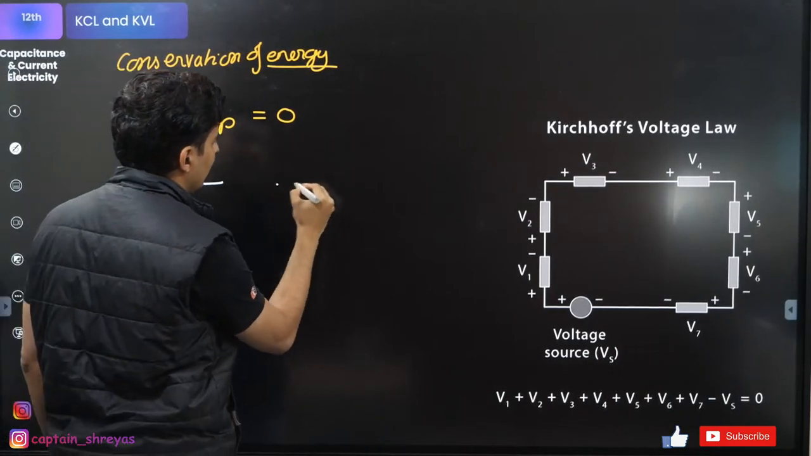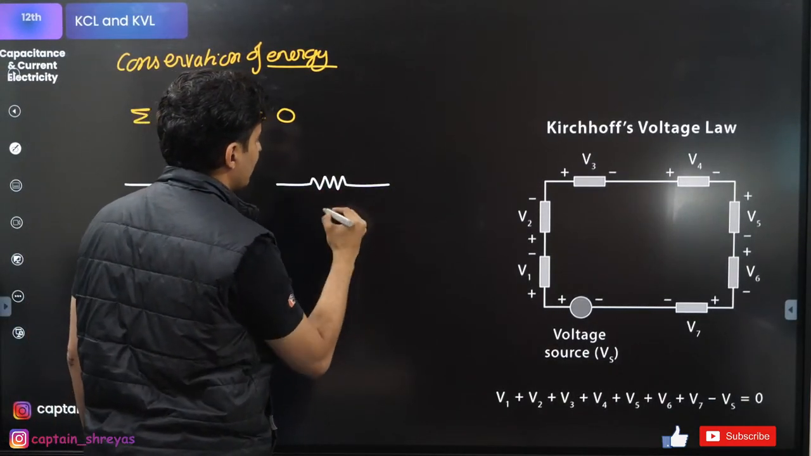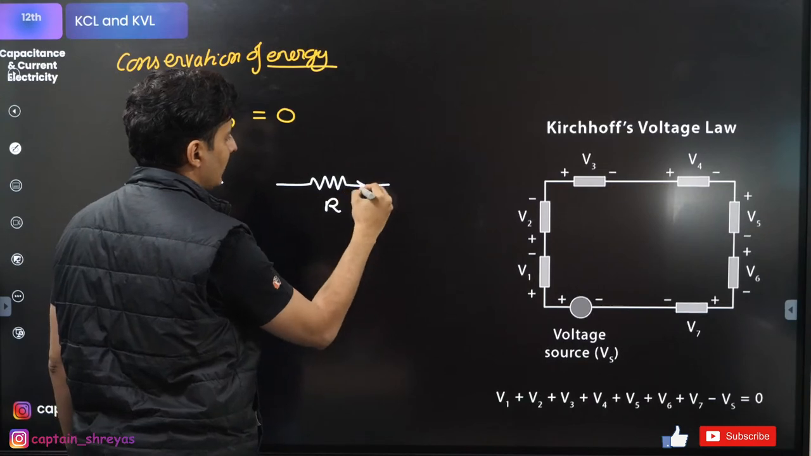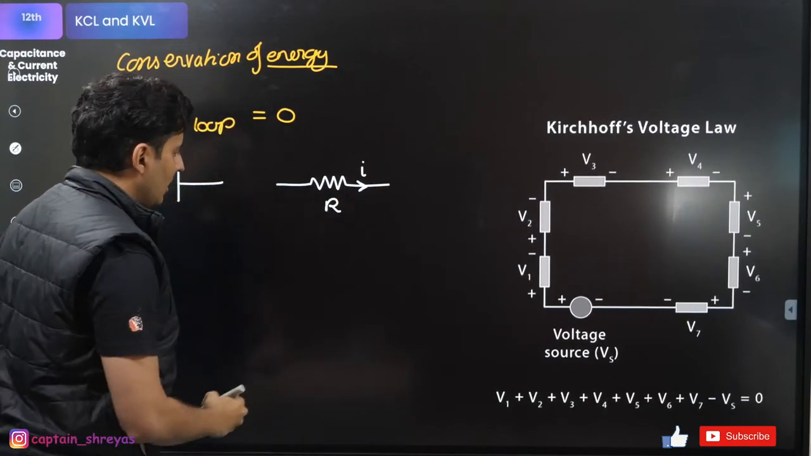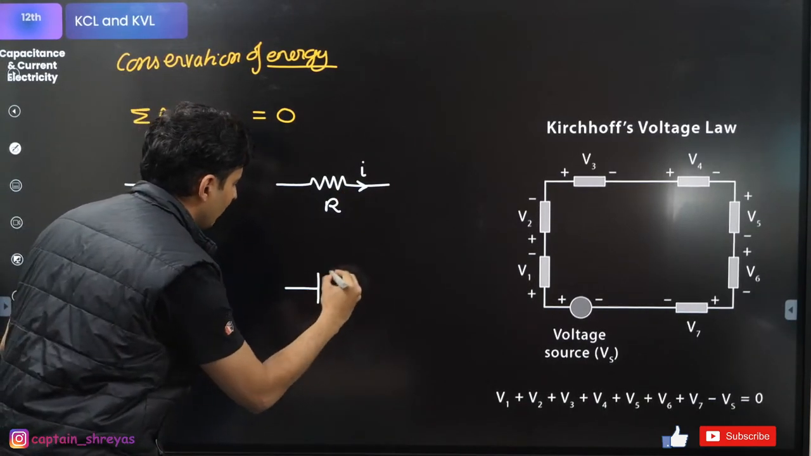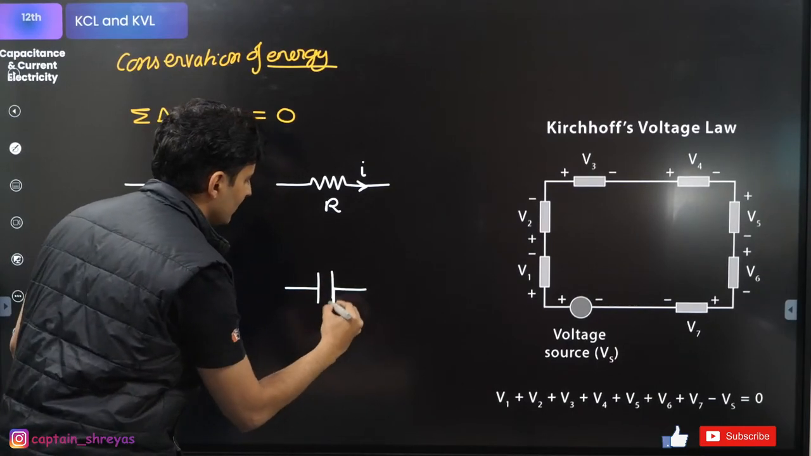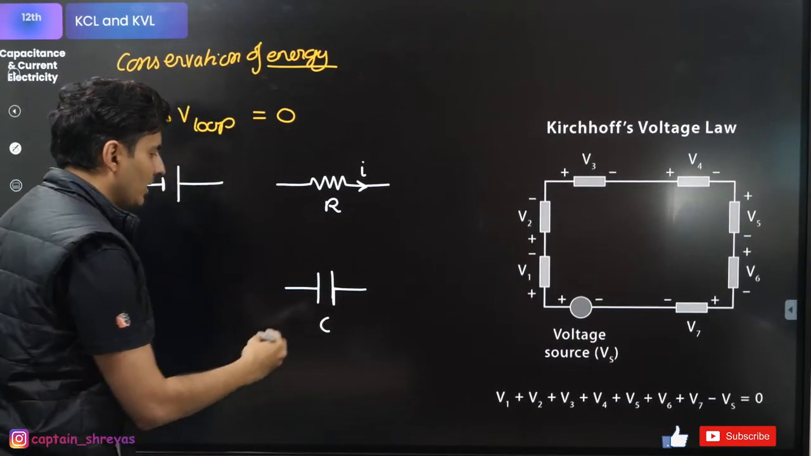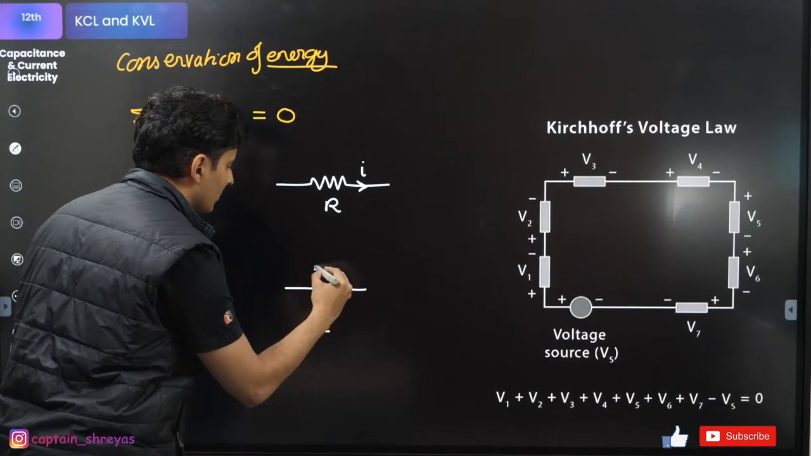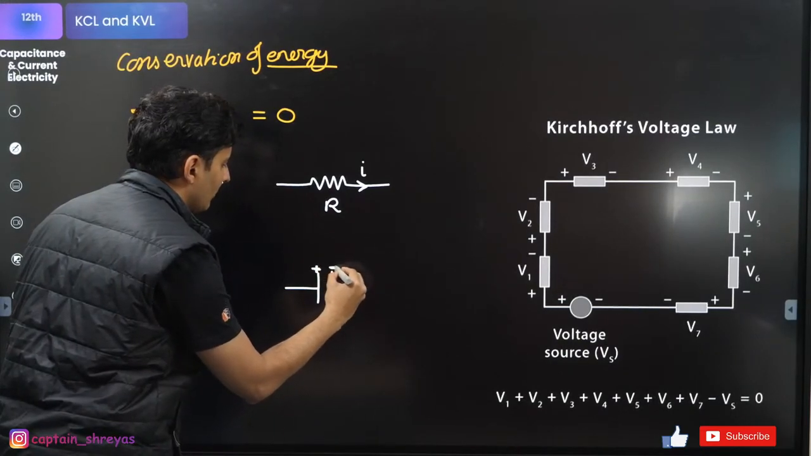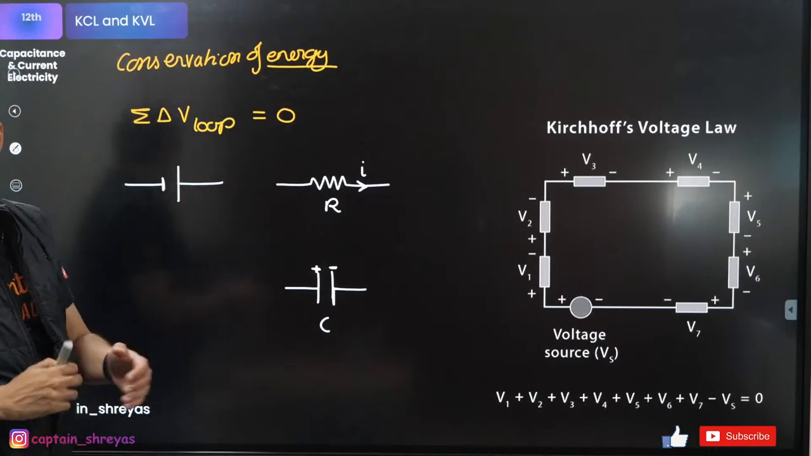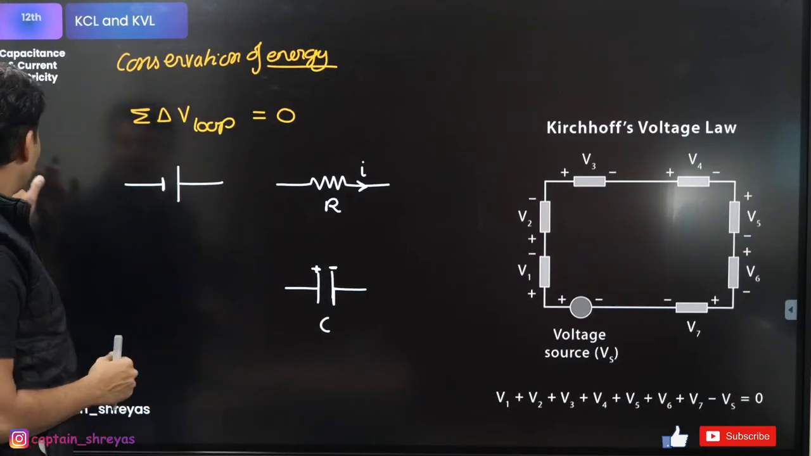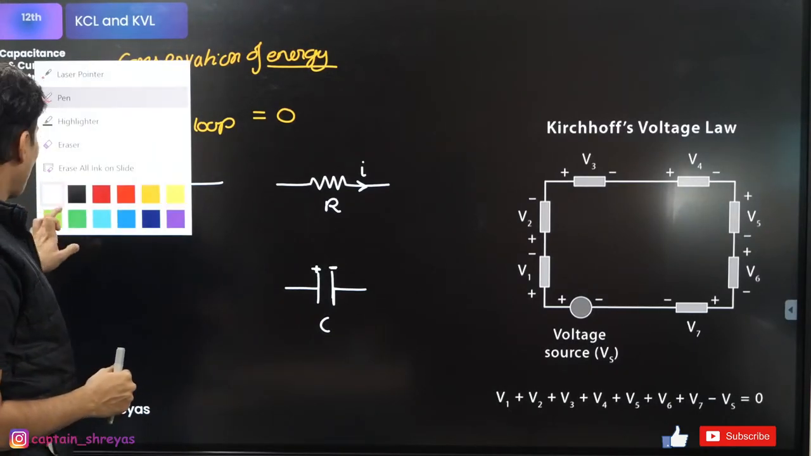Then, let me take a resistor with some current flowing in it. And then, let me also take a capacitor, because these are the only three devices you will be dealing with for Kirchhoff's voltage law. There is a positive charge here. There is a negative charge here. Positive, negative plates. Great. Now, observe this.